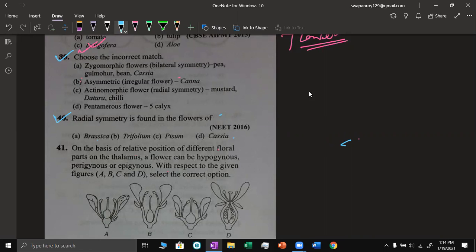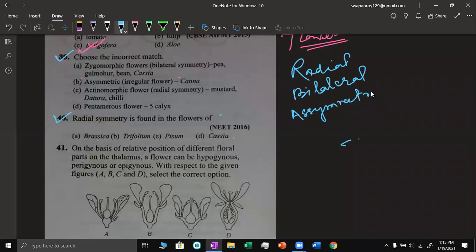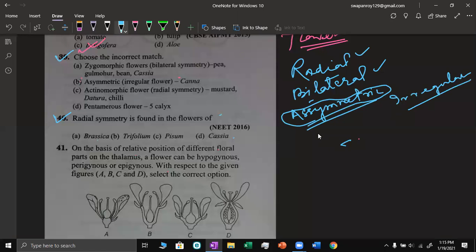In the flower, there are three types of symmetry: radial, and then bilateral, and another is asymmetric. Bilateral symmetry, sometimes we call it dorsiventral, but here it is bilateral symmetry, okay? Asymmetric is not symmetric, those irregular flowers. If the flower is irregular, then it is an asymmetric flower, okay?